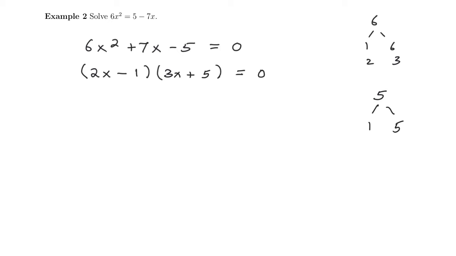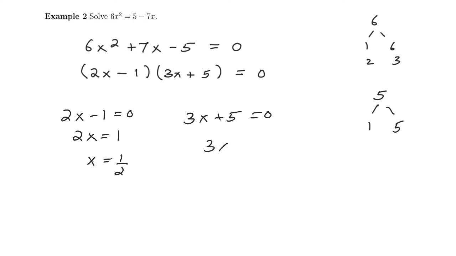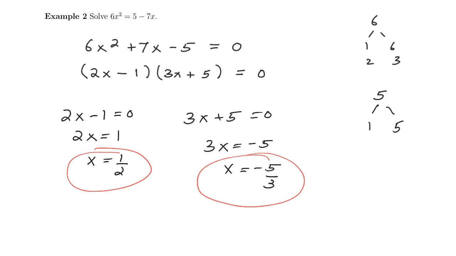Now what I do is I look to each factor and I ask where those are equal to 0. So I have, where is 2x minus 1, 0? And where is 3x plus 5, 0? So if I add 1 to both sides and divide by 2, I get 1/2. If over here I subtract 5 from both sides and divide by 3, I get my two solutions. They are positive 1/2 and negative 5/3. Those two values, if you go back to your original equation, will make the left side equal the right side.